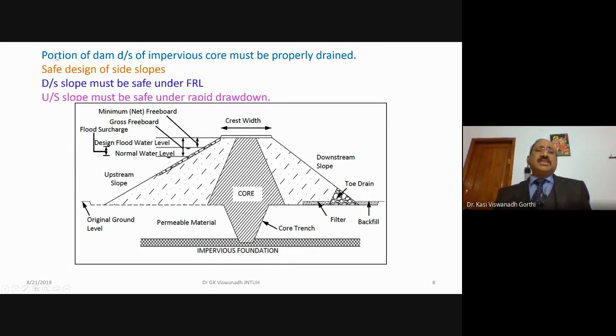And the portion downstream of the impervious core must be properly drained. So you should have proper drainage by providing gravels here. Say this is the toe drain. This is the toe drain which will be provided.